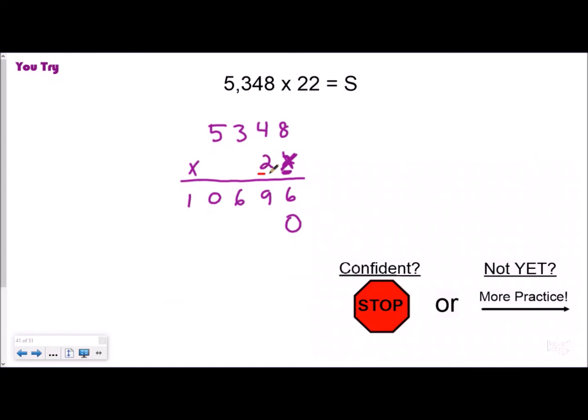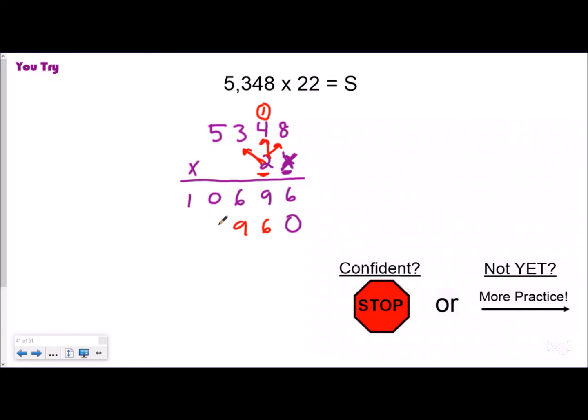So now I have my tens place, which is a 2, which is really a 20. Put my 0 here to help me keep my place value straight. 2 times 8 is 16. Regroup the 1 next to the 8. 2 times 4 is 8, plus 1 would be 9. Oops, sorry, I should draw my arrow to keep it straight.